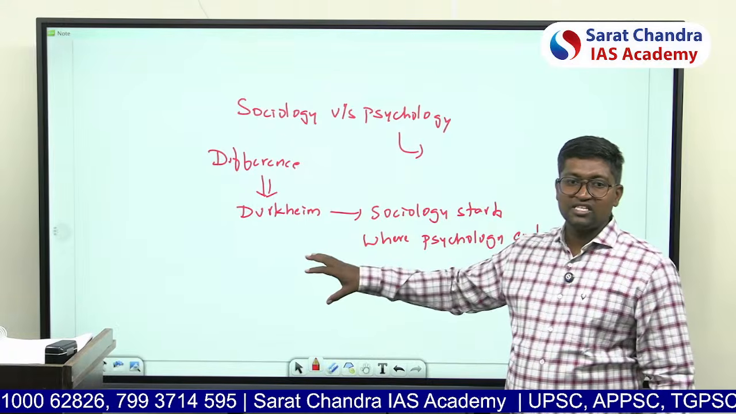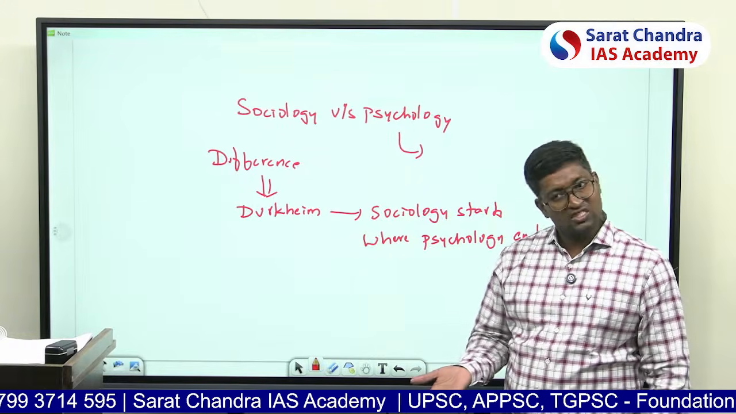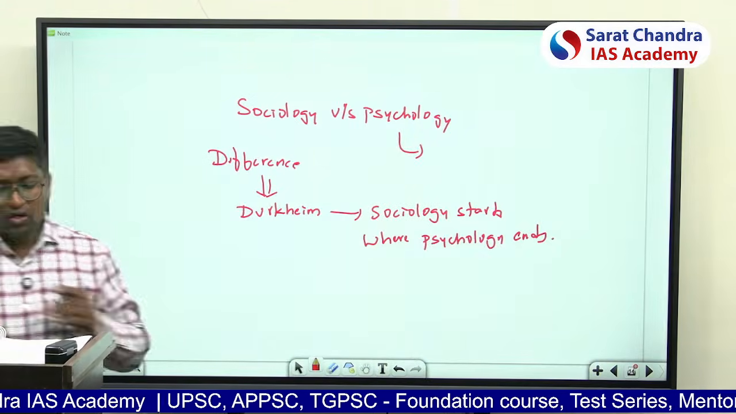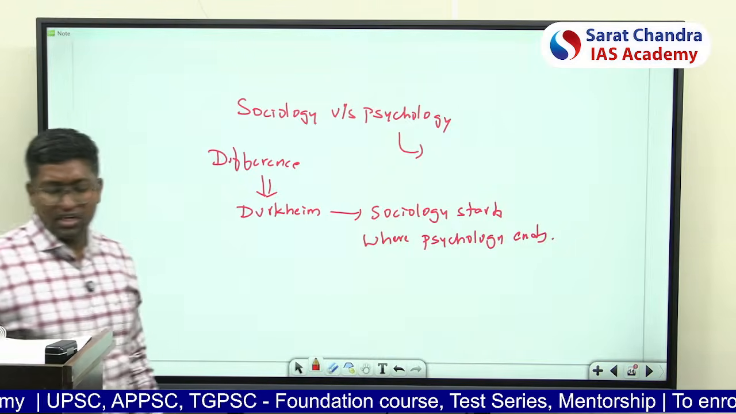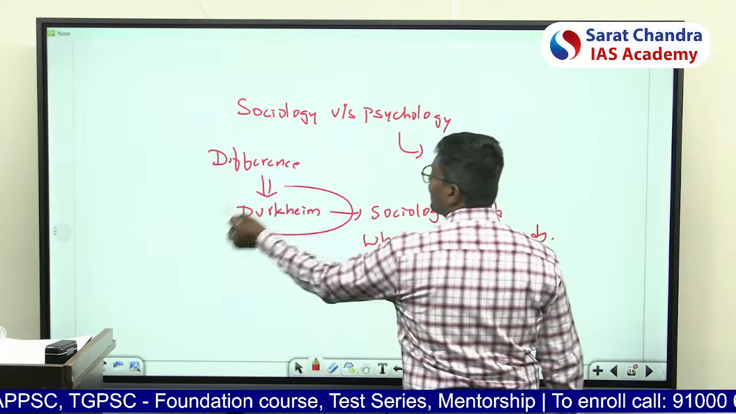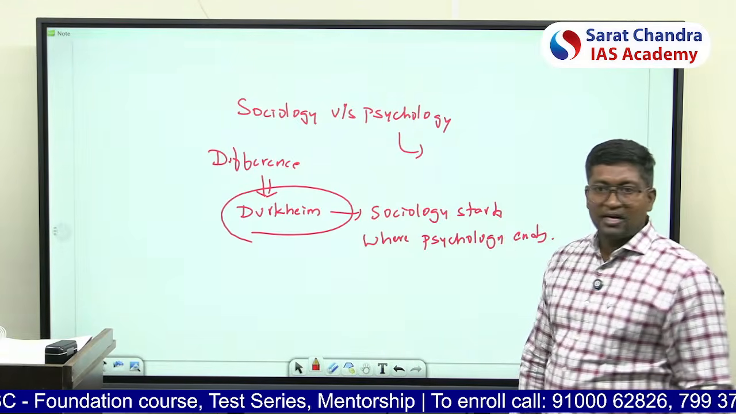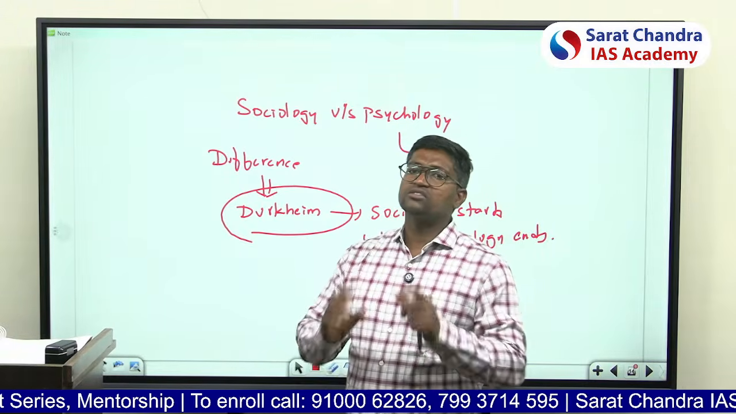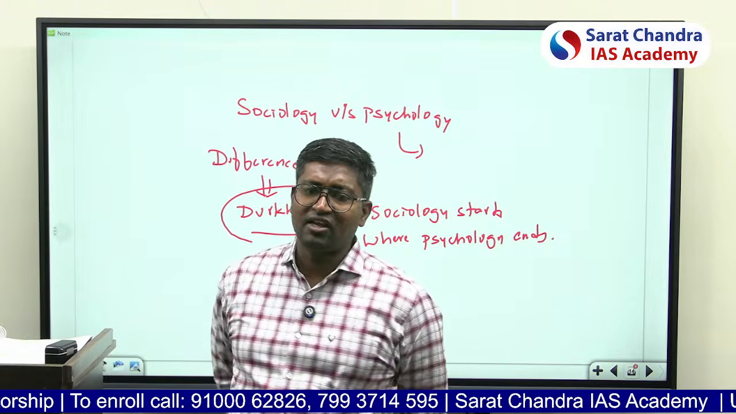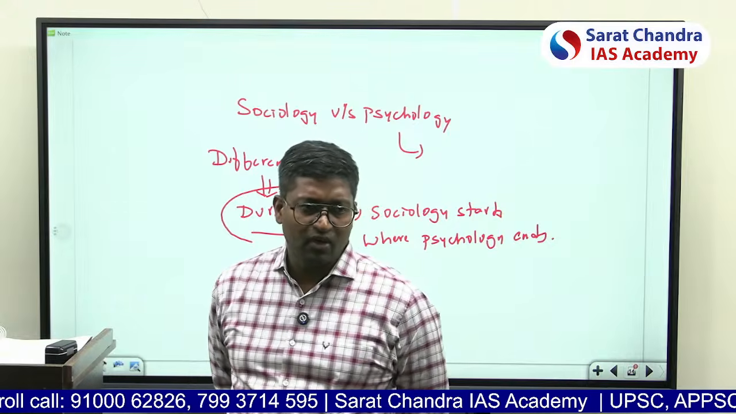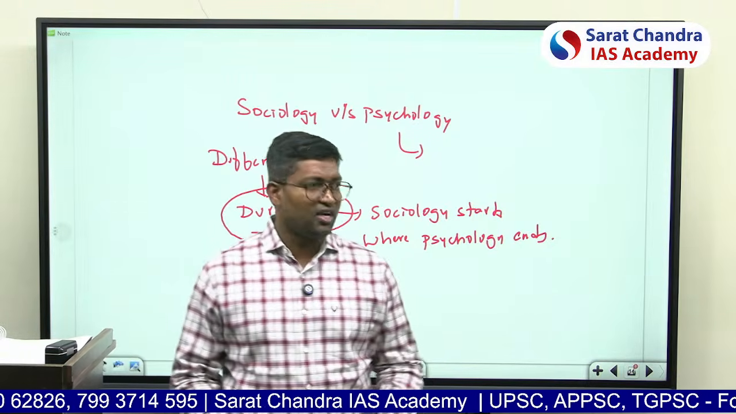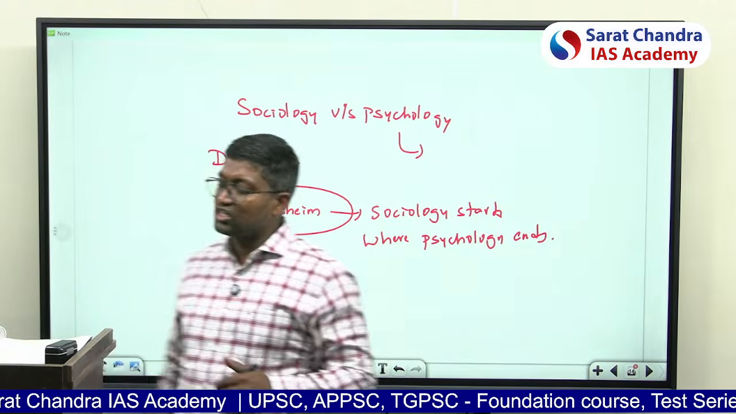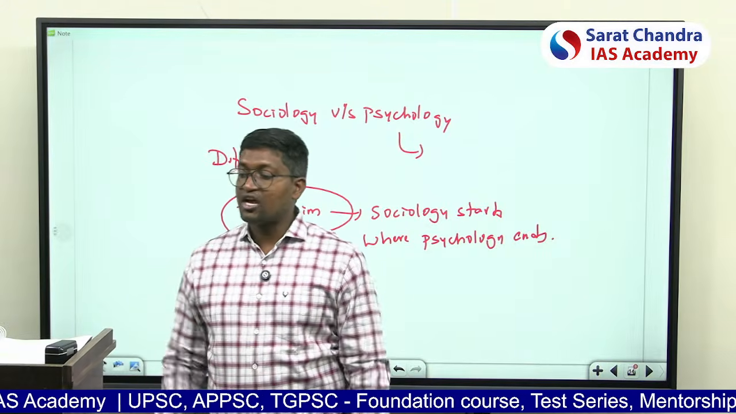But J.S. Mill said that no, sociology and psychology are the same. The differences are talked about by Durkheim, but on similarities, who are the thinkers who brought sociology and psychology together? One is J.S. Mill. He said that what is social is individual. At the end of the day, society is made by individuals. So J.S. Mill said that what is social, that is individual. You cannot have the social unless you have the individual.